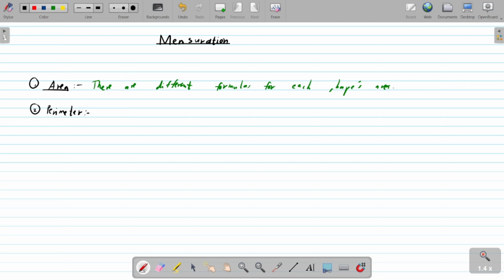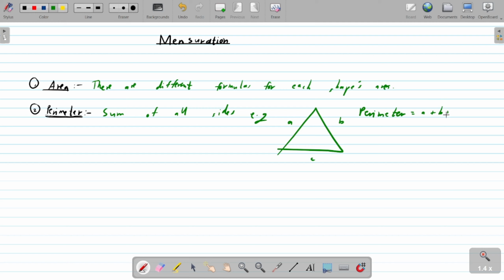Now, perimeter is going to be the same for all of them. What does that mean? That means the formula for the perimeter is going to be the sum of all sides. So let's say, for example, I have a triangle here. Someone says find the perimeter. The perimeter would be, let's say this side is A, this is B, this is C. The perimeter would be A plus B plus C. That's the perimeter that you want to know.